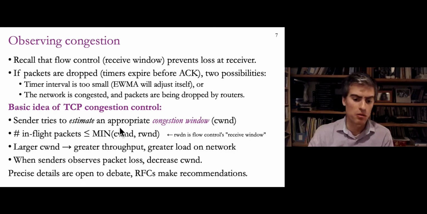Okay, so you don't want to overwhelm the network. That's the first component of the minimum. And you don't want to overwhelm the receiver. That's the second component. And if you somehow determine that a larger congestion window can be used, what you're saying is that you're going to send at greater throughput, and by doing that, you're going to put greater load on the network.